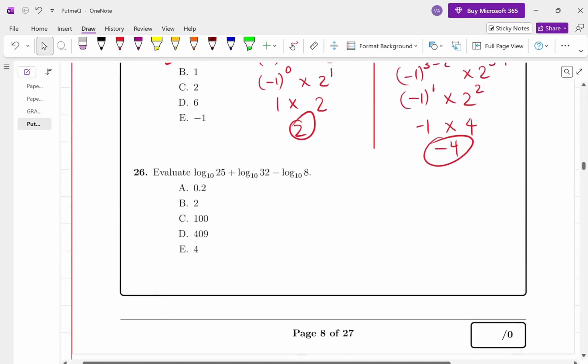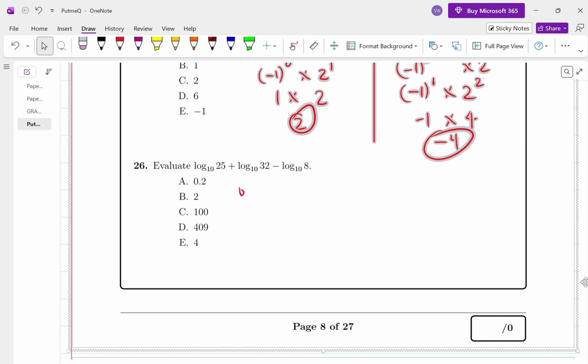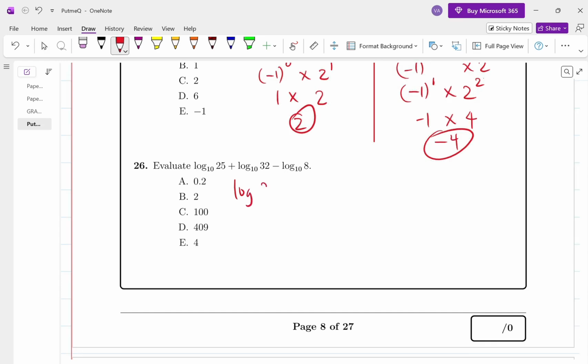Okay. Question 26. Evaluate log 25 base 10 plus log 32 base 10 minus log 8 base 10. So if you notice, they all have the base of 10. So this would be log of 25 times 32 over 8. Since they all have the base of 10, we could apply the laws of logarithm that says if you're adding up, you multiply the numbers. Then if you're subtracting, you divide the numbers. So in this case, we're going to be doing this.